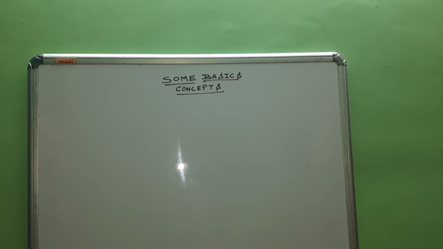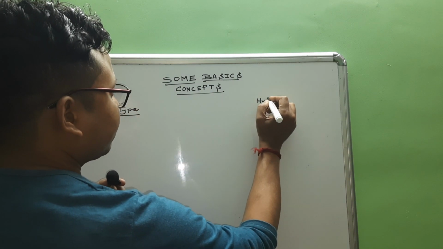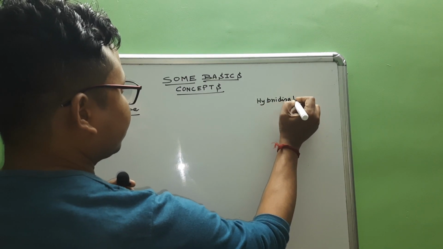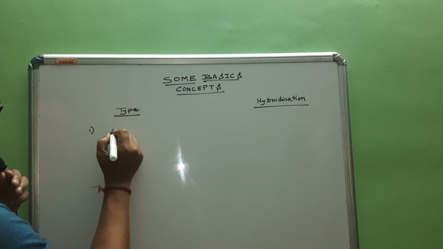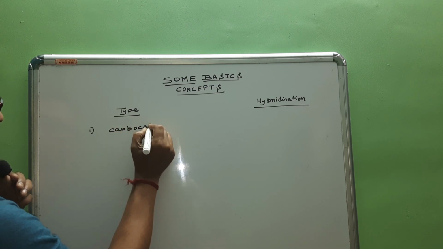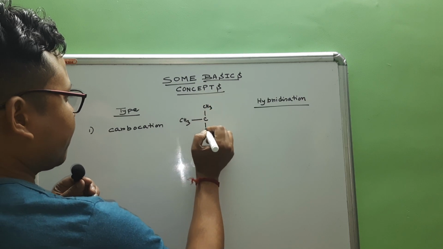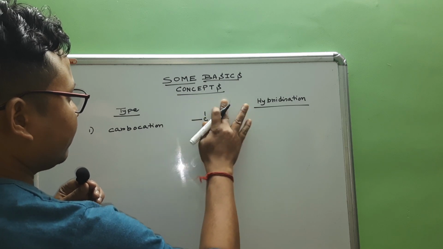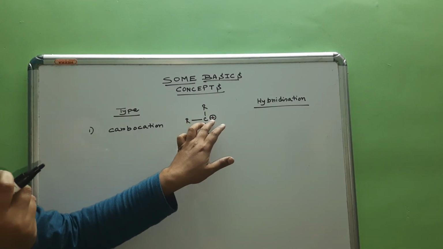Now, type. Hybridization. So, first, carbocation. Carbocation means this. The carbon atom bears a positive charge, so it is a carbocation.